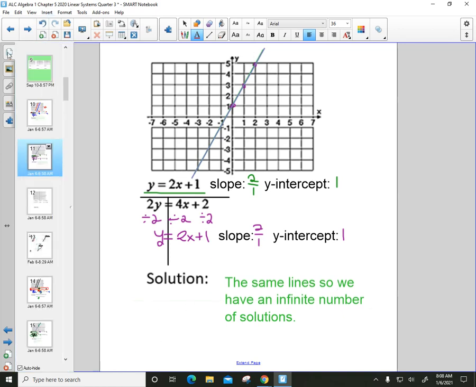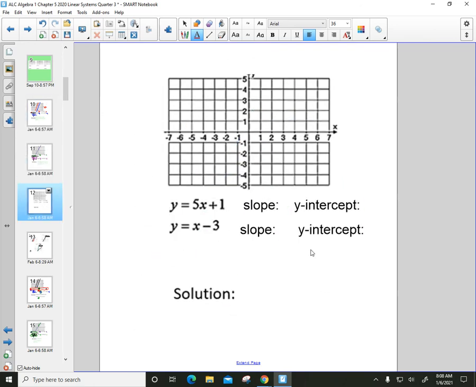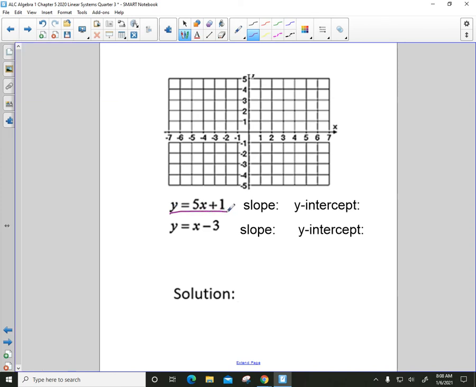All right, so these are the 2 situations that are new. This third one, if we graphed this, we would get a nice graph out of this one. What's the slope of 5x plus 1? That's right, the slope is 5. And how do you write it as a fraction? 5 over 1. And what's the y-intercept? 1.